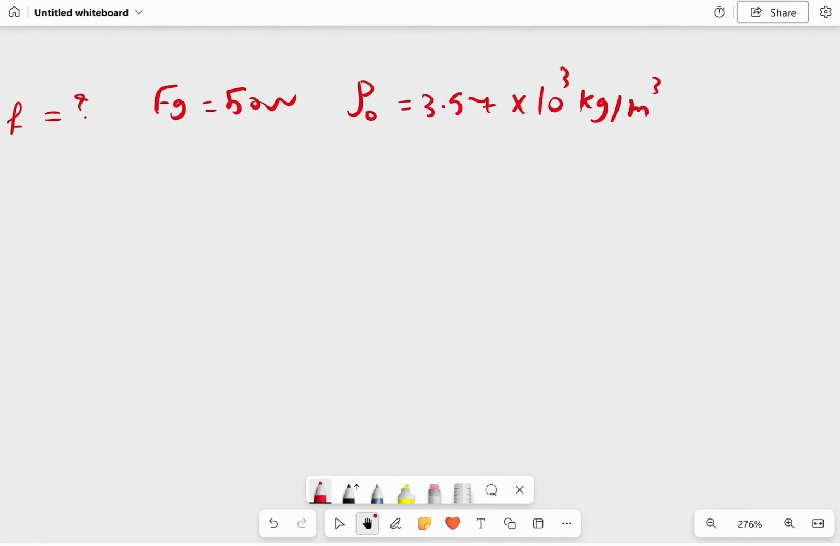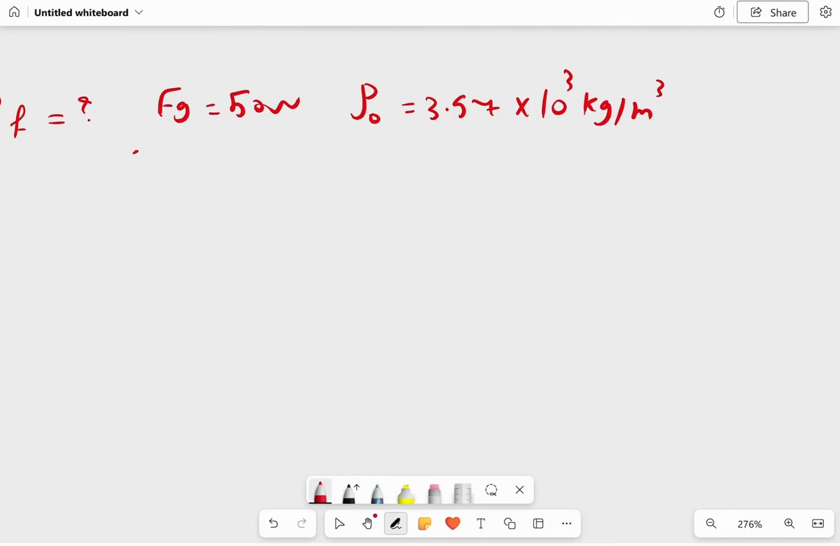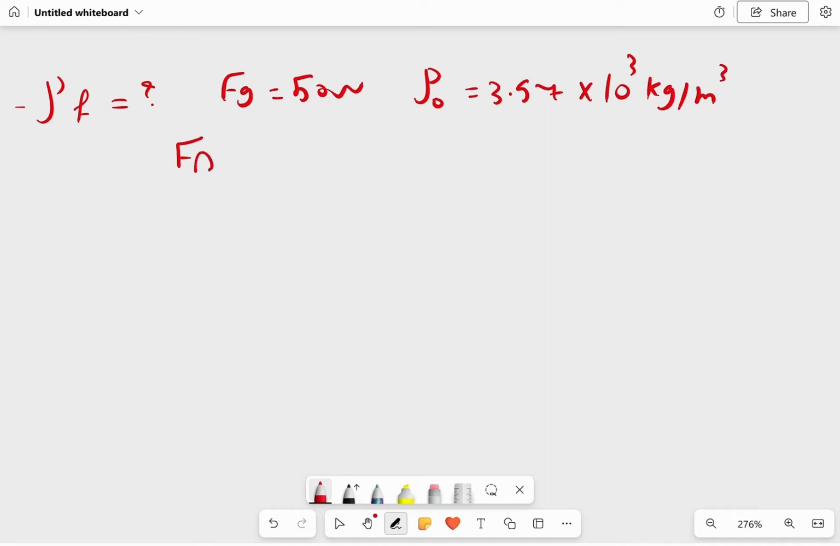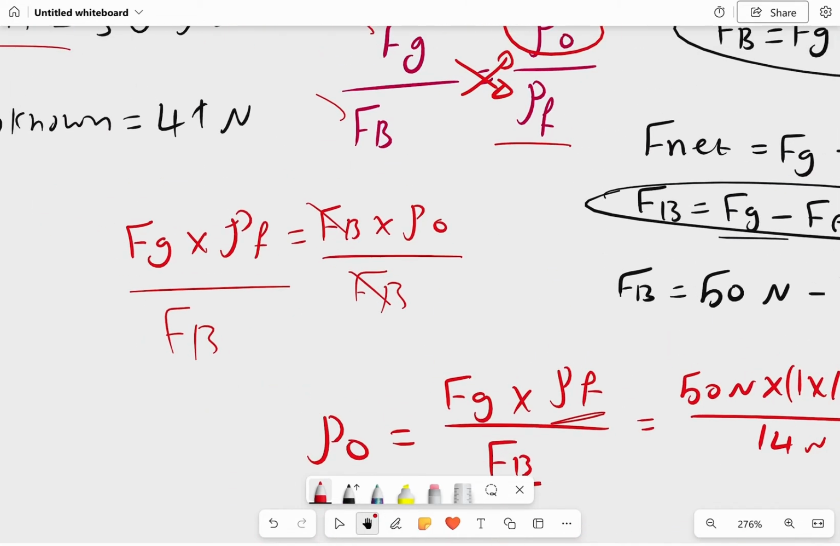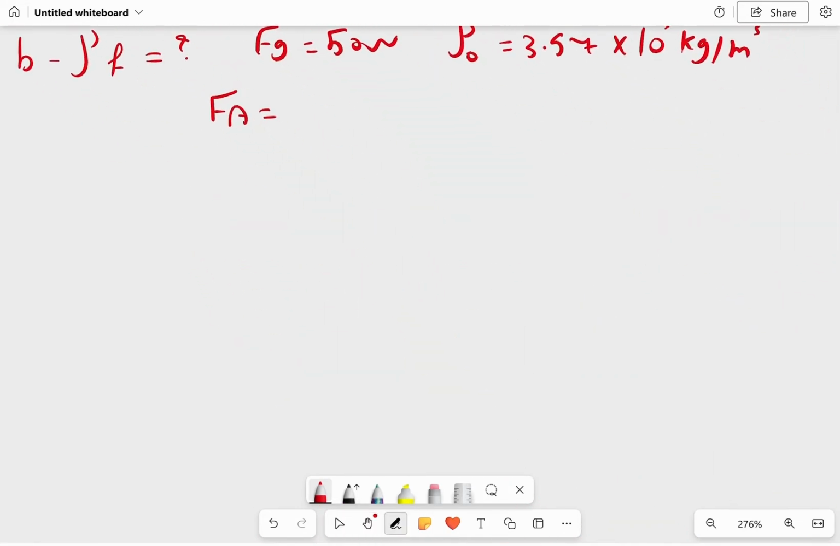Then we have F apparent, which is equal to 41. Sorry, FA is equal to 41. By the way, it depends on you how you write this one. You can write F in water, you can write F apparent, you can write just FA, as you wish. It doesn't make any difference. You have 41 Newton. It says find the density of the fluid.